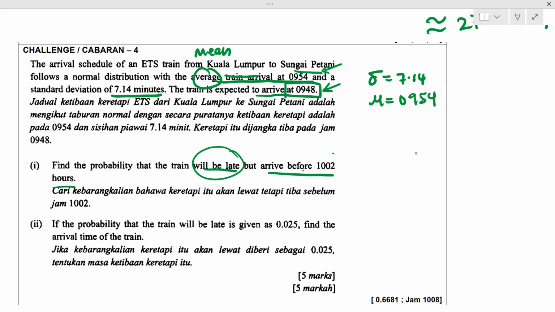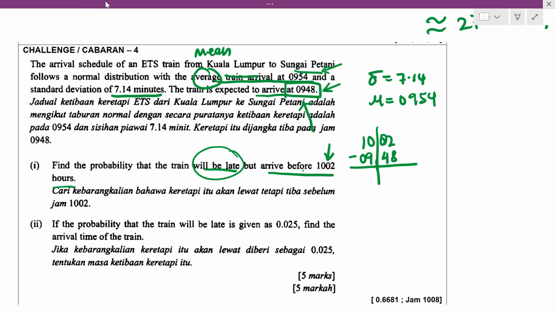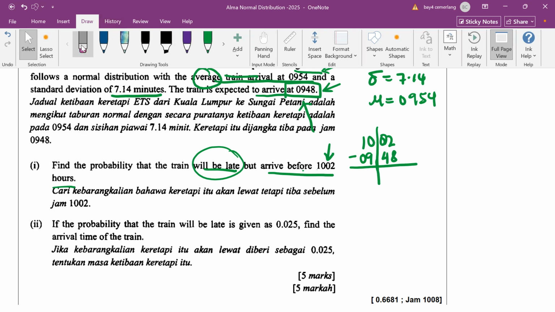So we need to calculate the time first, I guess. My guess is we calculate the time first. We expect 9:48, but it reached 10:02, correct? If we just focus on these two values, 10:02 minus 9:48. That's why I tell you this question is not the usual question. When you do this, you know, this is your Form 6 maths.